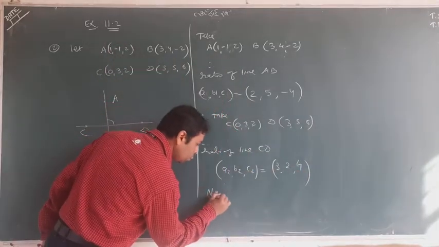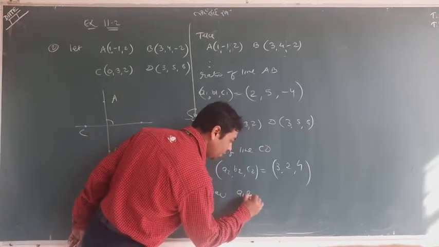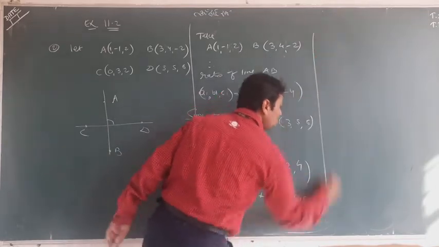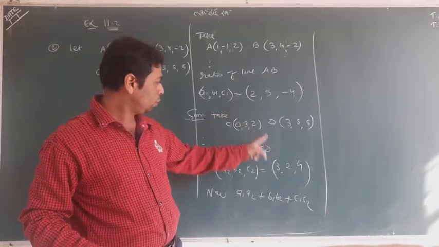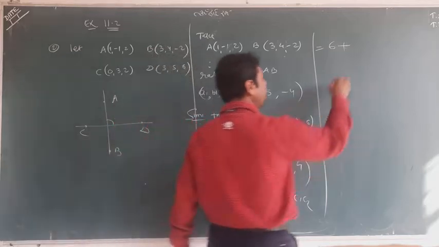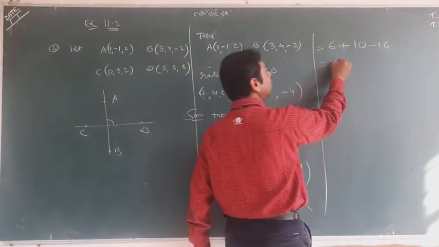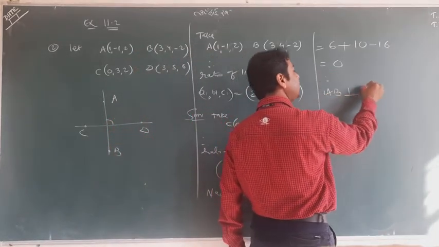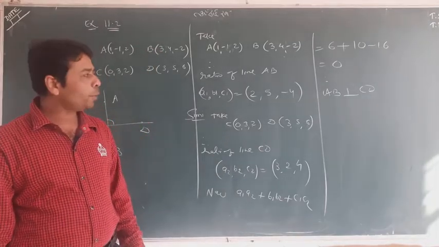Now you have to show the two lines are perpendicular. What is the condition? A1A2 plus B1B2 plus C1C2 must be 0. So find the values of A1A2, B1B2, C1C2. What is A1A2? 2 times 3 is 6, 5 times 2 is 10, minus 4 times 4 is minus 16. The sum is 0. It means line AB and line CD are perpendicular. That simple is that. So I hope you are getting it.